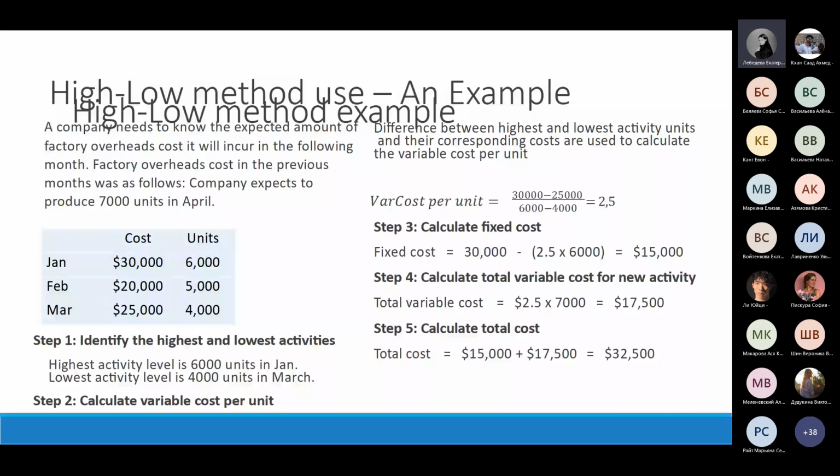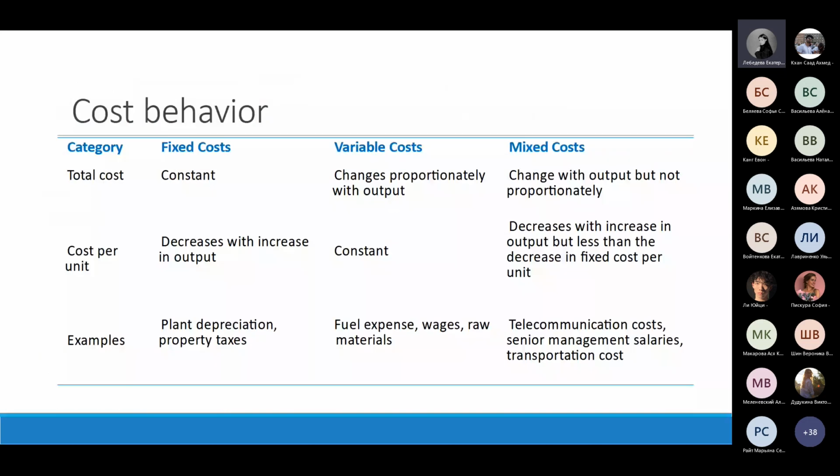So we can look at this total table that I've prepared for you. Total cost could be calculated as cost per unit, for example. Fixed cost is constant in total, but changes proportionally with output. Variable cost changes proportionally with output, but mixed cost changes with output, but not proportionally.